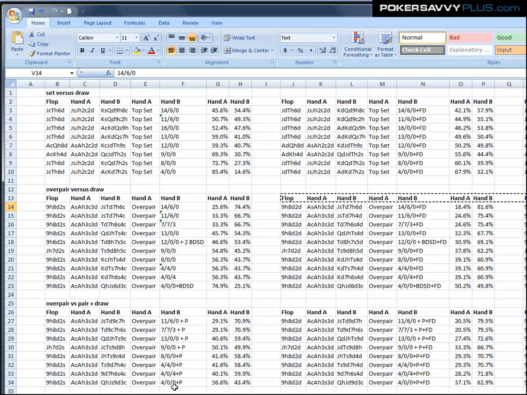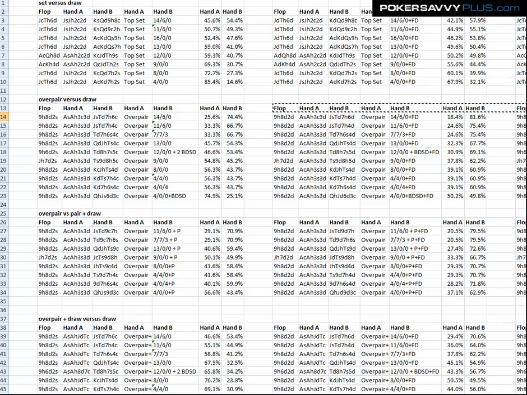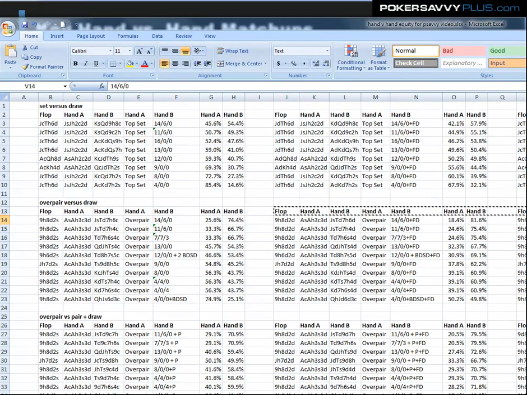Anyway, moving to the right, we've got the two different flush draw cases. I'm going to skip over those. I'm going to scan the spreadsheet up to the top and take one quick look at it. It's going to take a minute to get this right.